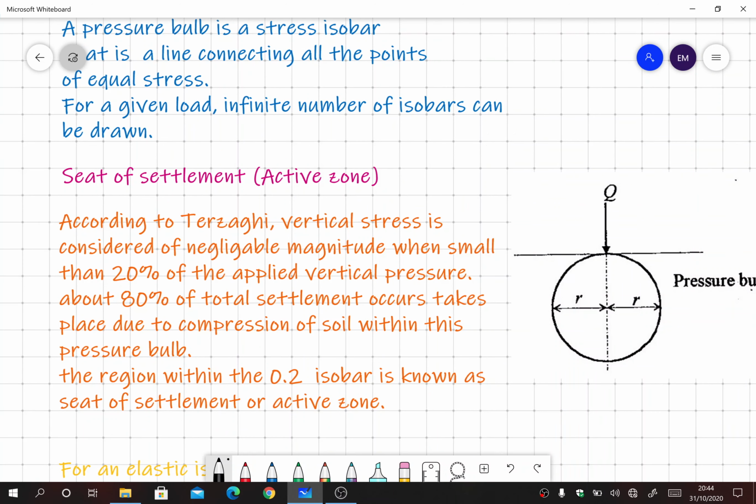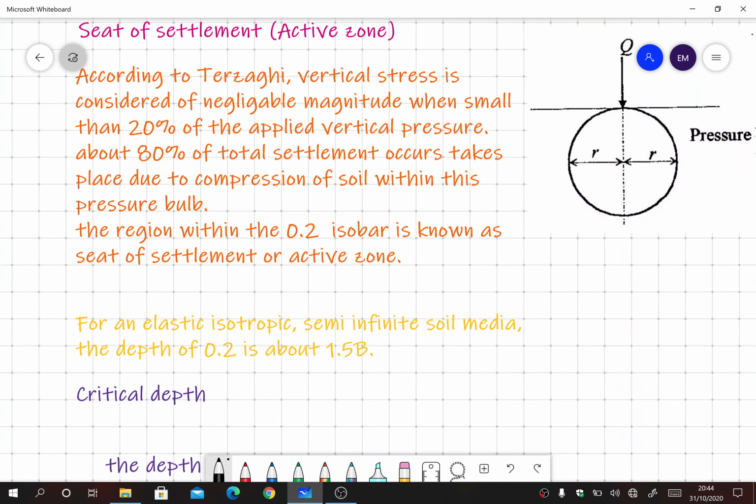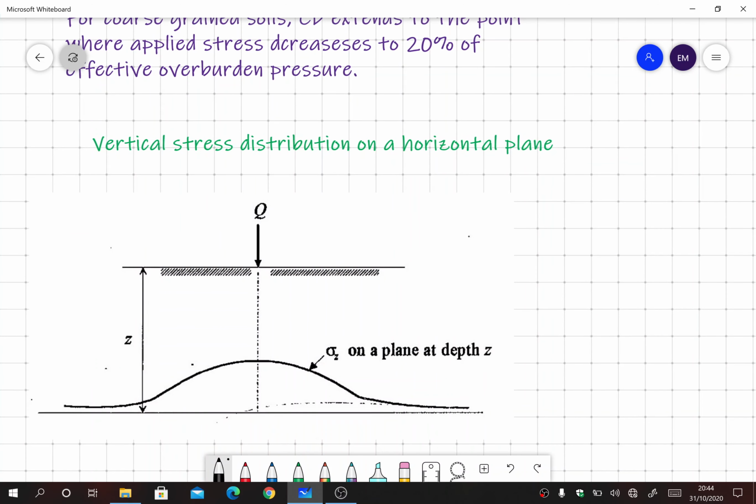Okay, before I explain the pressure bulb, let's go to this one here. First I'll talk about vertical stress distribution on a horizontal surface. So this is the ground surface and I'm applying a load Q. This is the line of action. So I want to see at a depth of z how this load's influence is transferring to the sides on the radial distances. So if you remember, sigma z is equal to Q over z square into the K value.